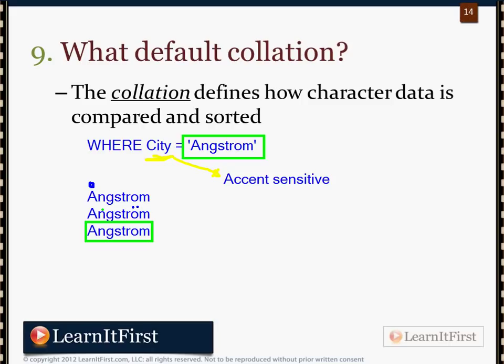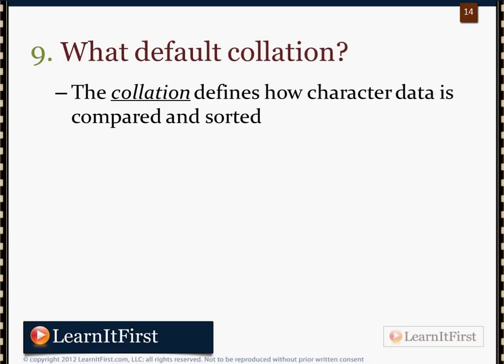The sorting works the same way. Does an A with an angstrom sort before an A without an angstrom? That's how your sorting is going to work. Does a capital A sort before a lowercase a? So the collation defines how your character columns, character data, are compared and sorted.